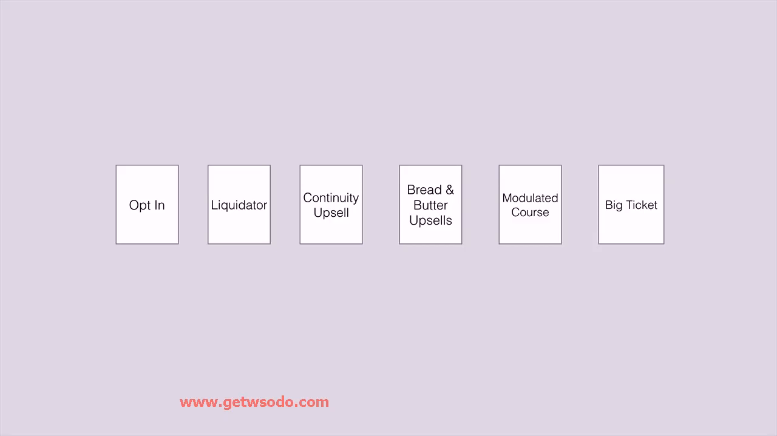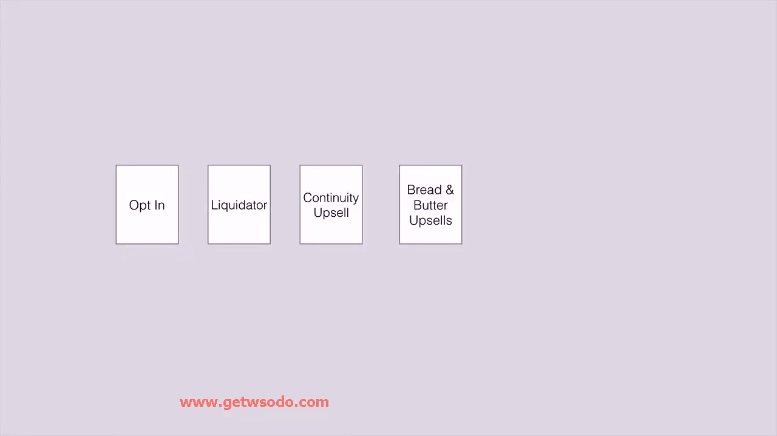Okay, so this formula for doing it is exactly how Digital Marketer does it, and this is exactly how you can do it if you want to use all 5 product types. Like I said, you certainly don't have to. You could simply do opt-in to liquidator to a bread and butter, right? And skip continuity and skip modulated course if you wanted to, and skip a big ticket. It doesn't really matter. But let's look at what's actually being used today, all right?